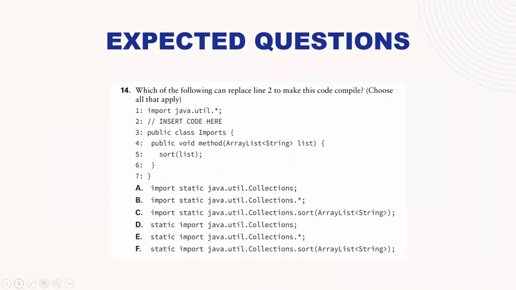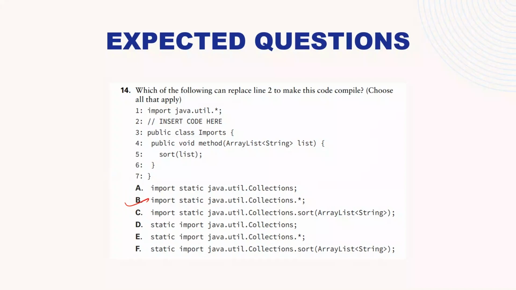Now question number 14, if you see, which of the following can replace line number 2 to make this code compile? Okay, so we have to replace line number 2, and basically there is some import statement that needs to be put in that particular place to make this code compile. Then we are using this array list over here, and then we are using the sort function, and we are passing in the array list inside the sort function. So that is it. Now which are the correct options in this case? In this case, I'm going to say that the correct option is B, right?